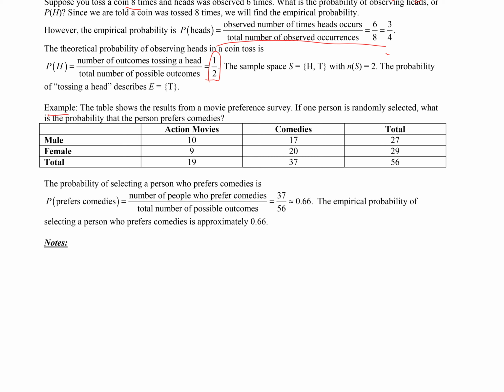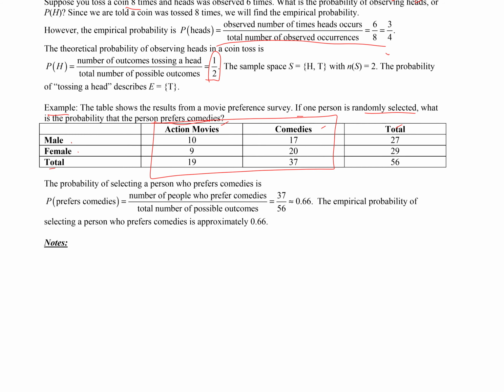You have a table here. It shows a bunch of information. It says male, female, and then they have a total. And then they have action movies, comedies, total. Okay, so the information is pretty much this section here. So this is a survey, right? If one person is randomly selected, what is the probability that person will prefer comedies?